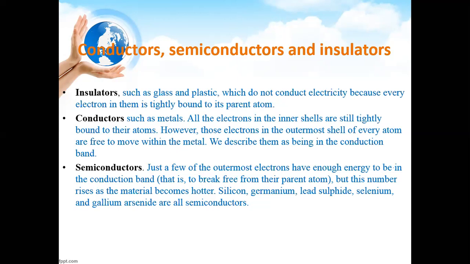And we have the new term you are going to learn: semiconductors. What do semiconductors mean? They don't have enough energy in the outermost part of the shell. When you heat them, the number of electrons at the top part will increase. For example, silicon, germanium, lead sulfide, selenium, and gallium arsenide are all semiconductors. You know these elements from the periodic table, right? These are all semiconductors. Okay.